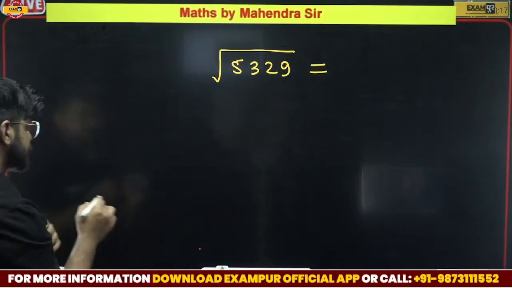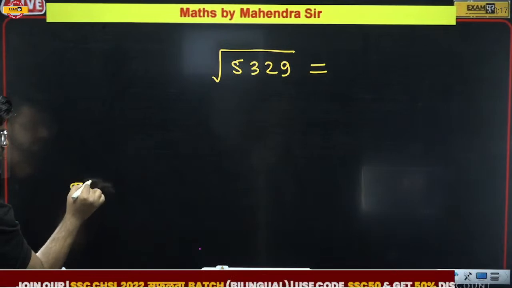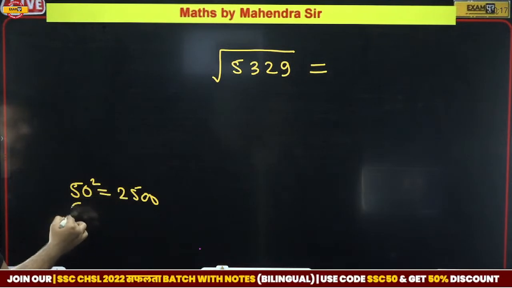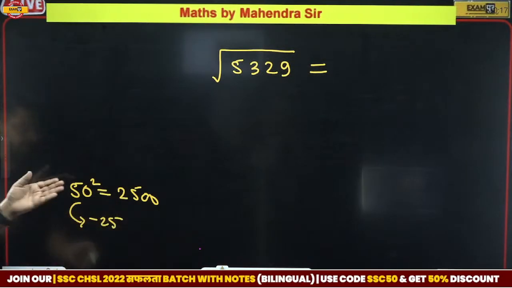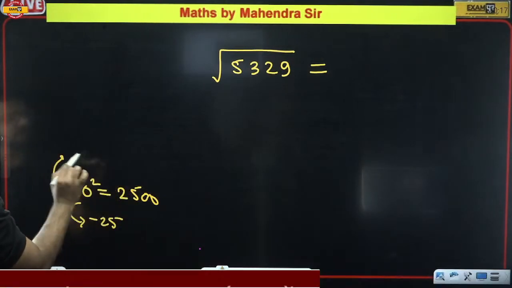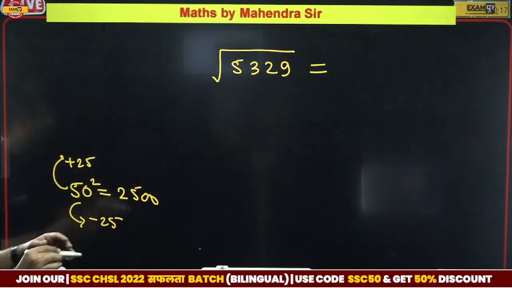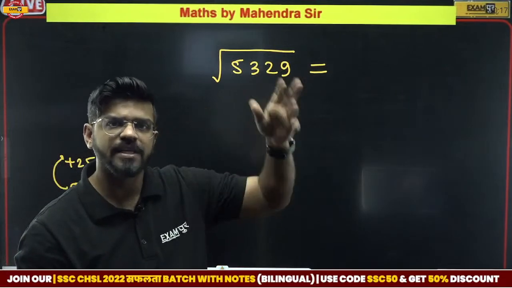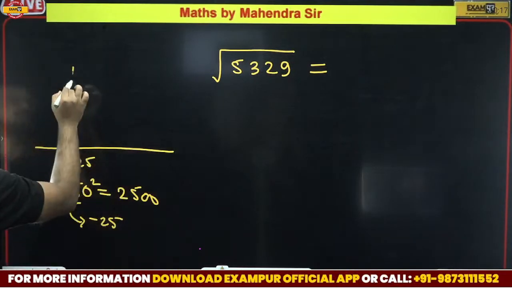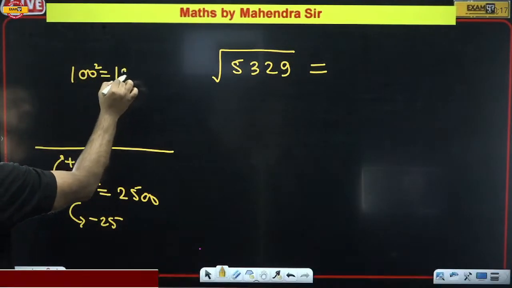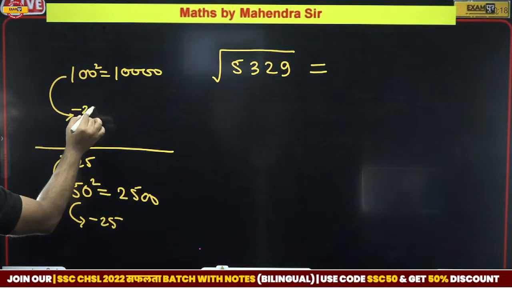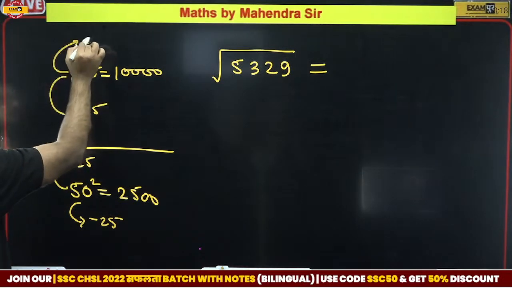What is the threshold? 50 square is nothing but 2500, so all the numbers below 2500 come under the minus 25 category, and all the numbers above 2500 will give me plus 25 here. Plus 25 means plus 1, plus 2, up to plus 25. Now, when we come to 100, 100 square is 10,000. So all numbers below 10,000 come up to minus 25, and above this up to plus 25.